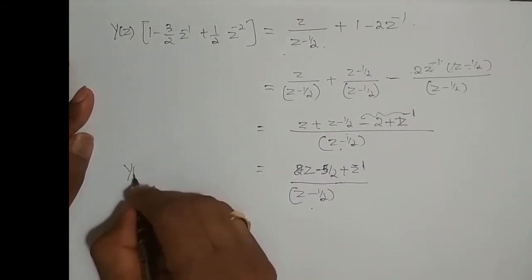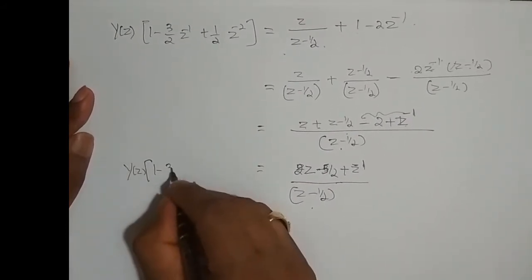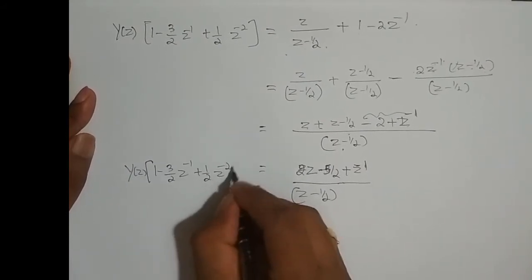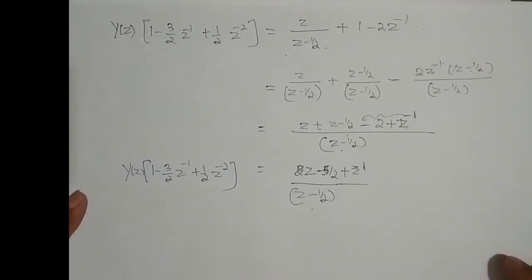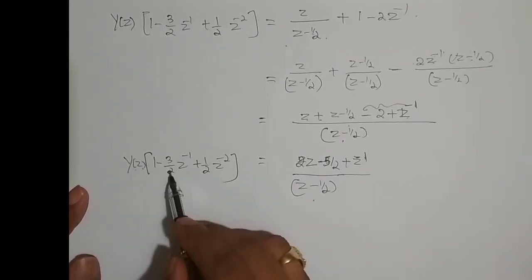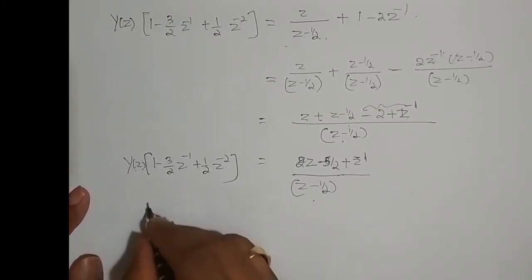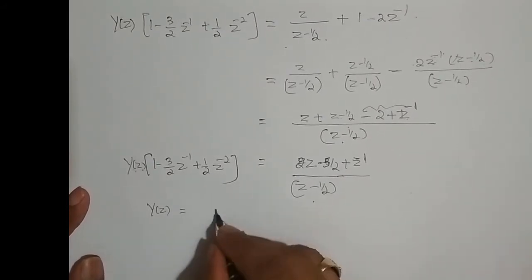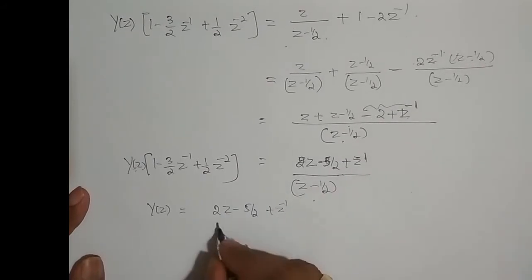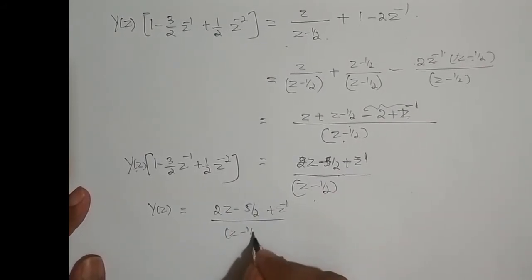Okay, so this Y of z into 1 minus 3 by 2 z power minus 1 plus 1 by 2 z power minus 2. This is what we have, right? So what I'll do, since I need Y of z, I'll retain Y of z here and take this to the other side. So what I get is Y of z is equal to 2z minus 5 by 2 plus z power minus 1 whole divided by z minus 1 by 2.